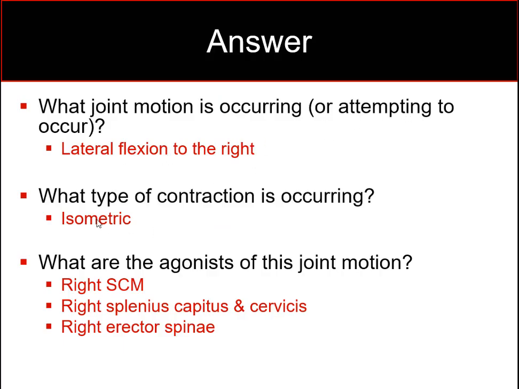It's an isometric contraction. Remember, for movement analysis, isometric is the same as concentric. You're trying to generate force, you're trying to overcome gravity, it's just not happening, but it's still an attempt. So it's not like an eccentric contraction, it's like a concentric. And so everything on the right side would be the right SCM, splenius capitis and cervicis, and the right erector spinae group.